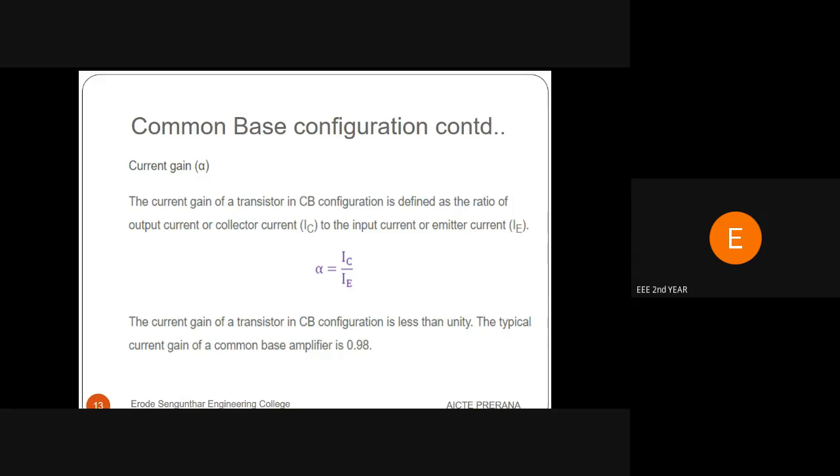Now let us see the current amplification factor of the common base configuration. The current amplification factor of the common base configuration is denoted alpha. Alpha is defined as the ratio of output current to input current. Here the output current is the collector current and the input current is the emitter current. So alpha equals IC divided by IE. The current gain of the transistor is always less than unity. The value varies from 0.9 to 0.99.